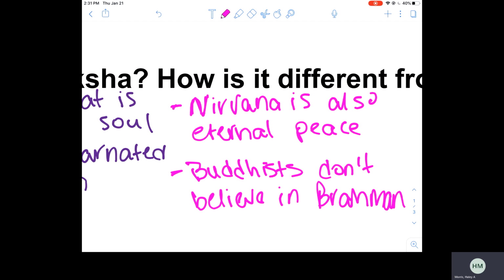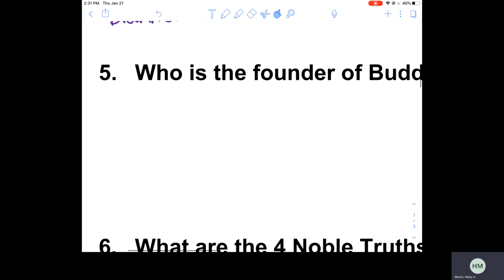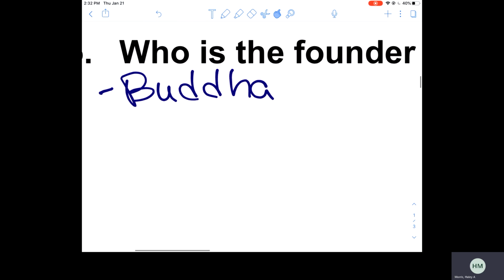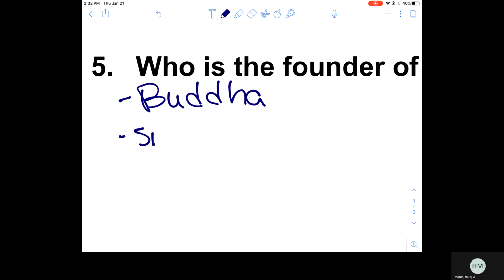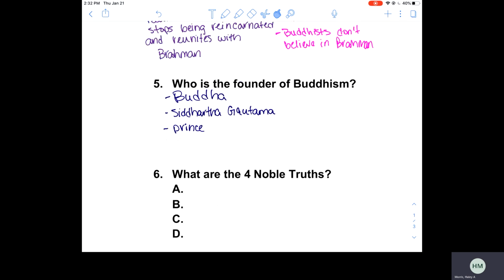So nirvana is also eternal peace, but Buddhists don't believe in Brahman. Who is the founder of Buddhism? Well, we know that they now call him Buddha. But his name was Siddhartha Gautama. And he was a prince, a Hindu prince. And so that's kind of how Buddhism forms out of Hinduism, because he was a Hindu prince.